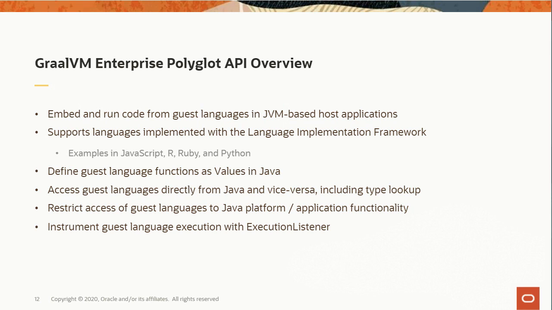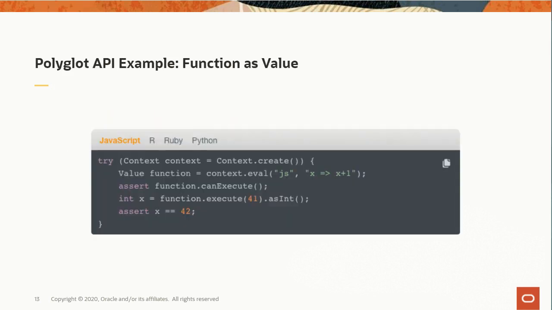There are a couple of other features here that I didn't list, but it's a pretty interesting, pretty powerful framework for multi-language execution on a JVM. So here's an example of the Polyglot API. This is Java code that is evaluating a JavaScript function. It's a simple function that just increments a number and returns it.